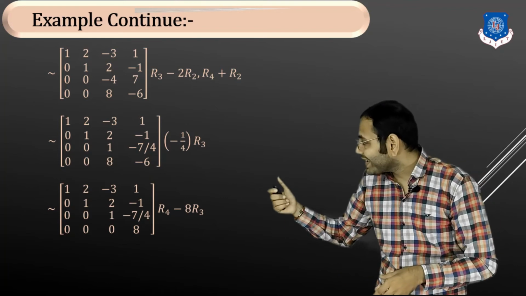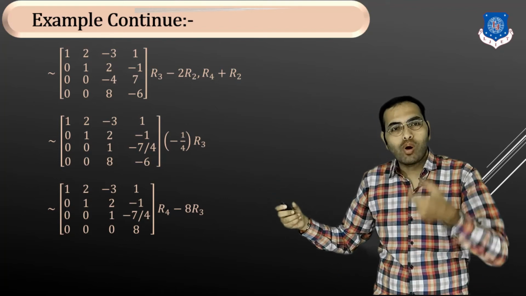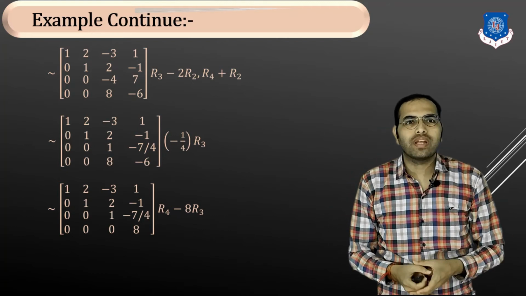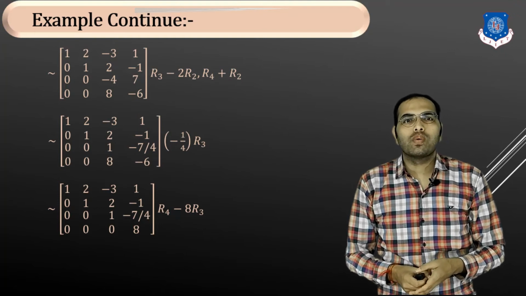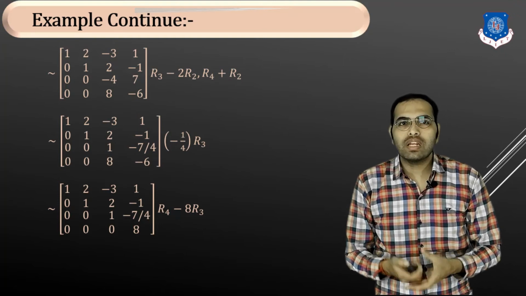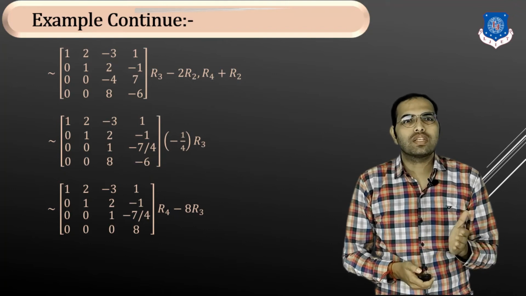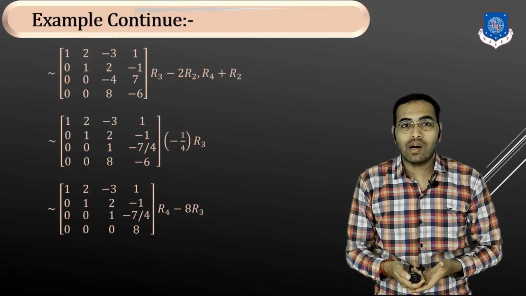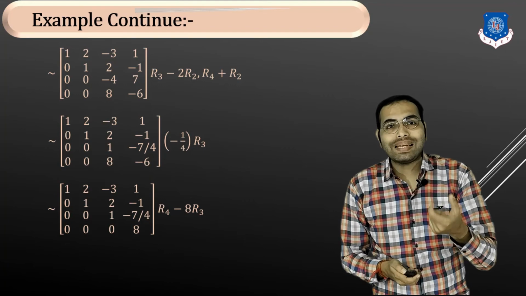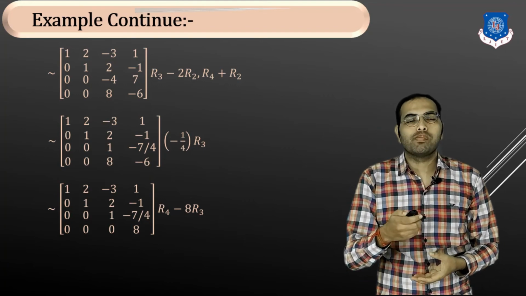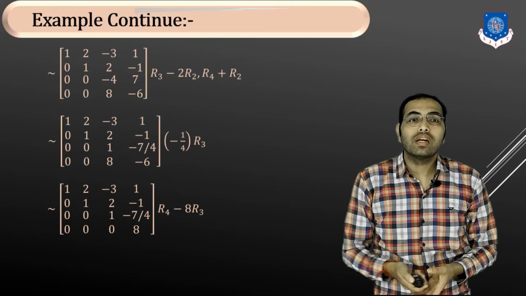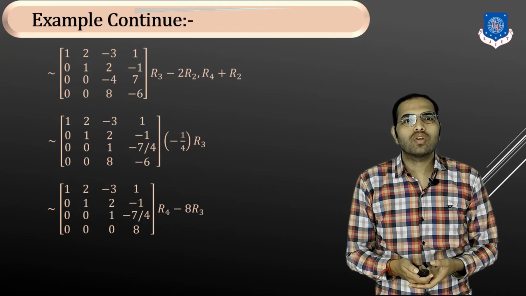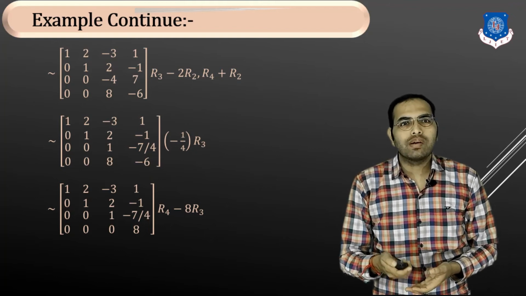Now, with the second row as a leading element and the bottom side of that particular leading element making 0, with the row operations R3 minus 2R2 and R4 plus 2R2, that will give you 1, 2, minus 3, 1, 0, 1, 2, minus 1, 0, 0, minus 4, 7, 0, 0, 8, minus 6. Now, in the third row, making the leading element, multiplying the third row by minus 1 by 4 will give you 1, 2, minus 3, 1, 0, 1, 2, minus 1, 0, 0, 1, minus 7 by 4, 0, 0, 8, minus 6.